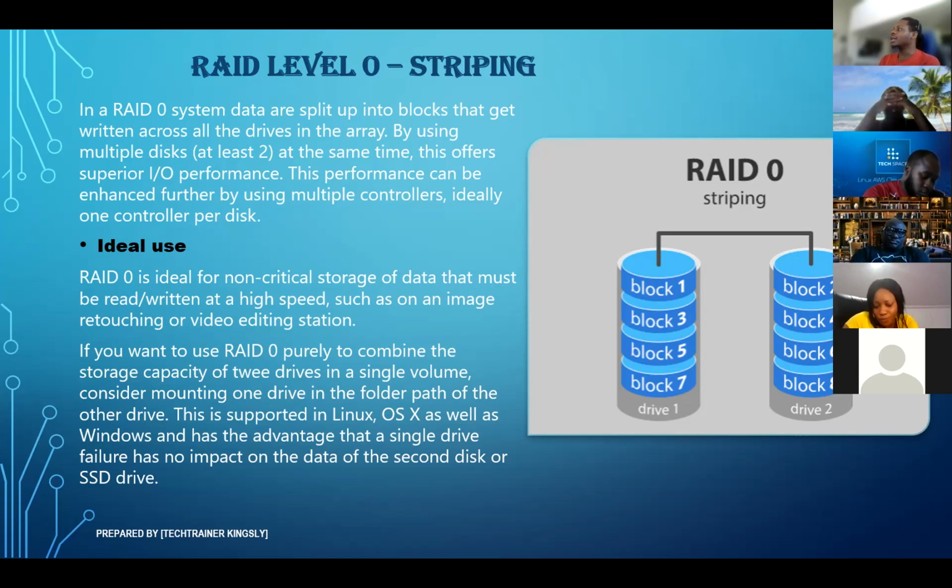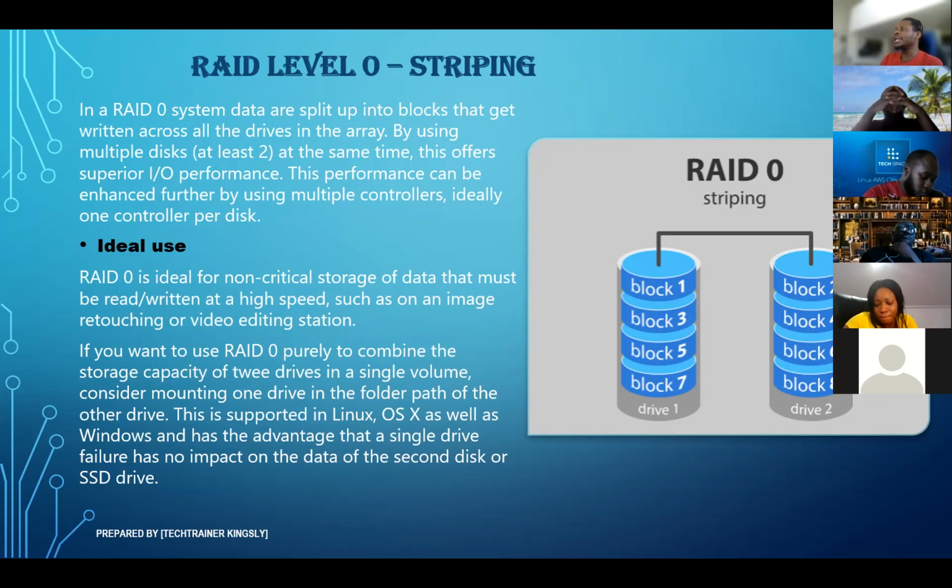It says at least two drives are needed at the same time. This offers superior I/O performance. The performance can be enhanced further by using multiple controllers, ideally one controller per disk. They said the ideal use for RAID 0 is non-critical storage. That means if you don't have critical information that you're storing, you can use RAID 0.